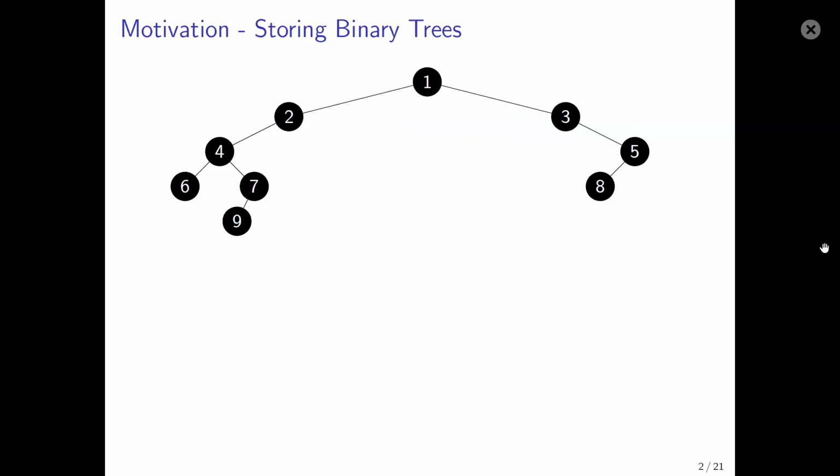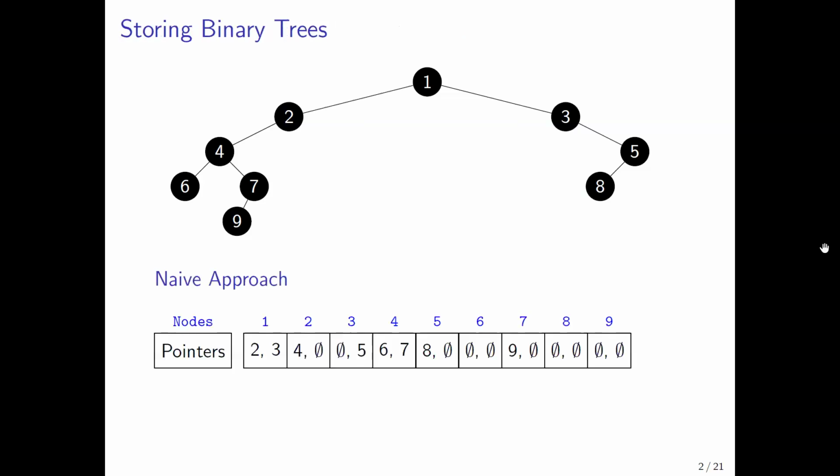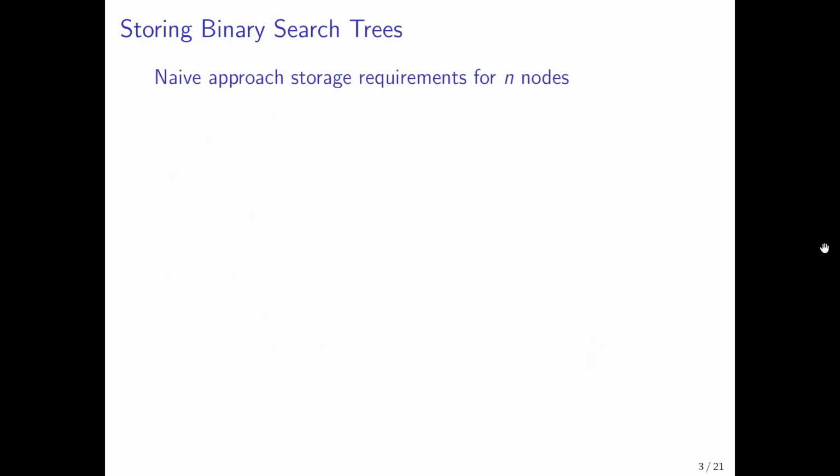Okay, so first I'm going to motivate the idea of doing both a succinct encoding and also enumerating the AVL trees. So we'll start with storing binary trees. And the naive approach, which is probably covered in every first year algorithms course, would just be to store a pointer to each of the children nodes. So here, for example, node 1 is pointing to 2 and 3, and node 2 points to 4 and a null node.